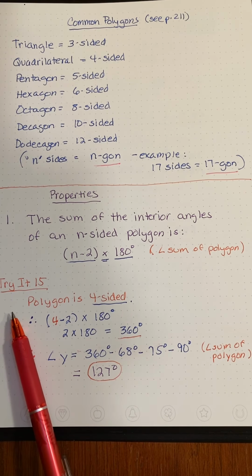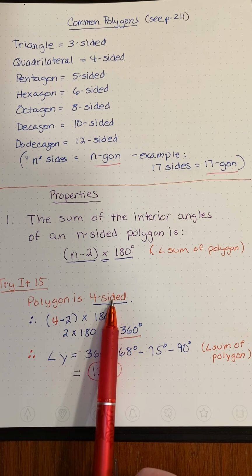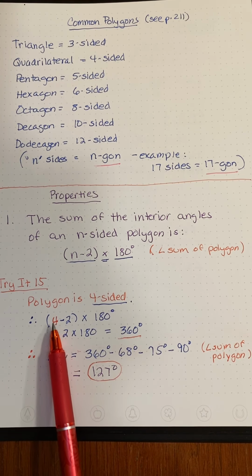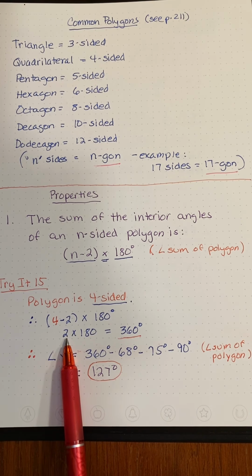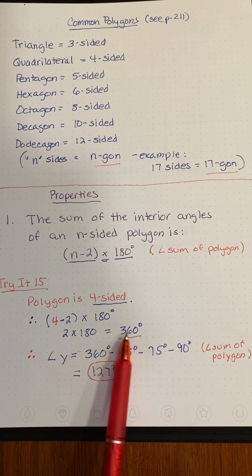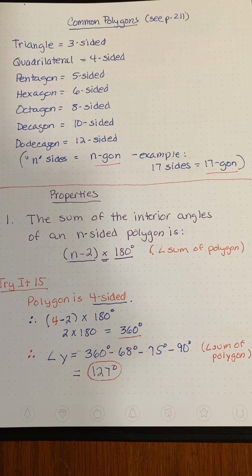So going on to Try 15 at the bottom of 213, it asks us to find the measure of angle Y in the figure. If you notice, the polygon has 4 angles. It's 4-sided. So the first thing I'm going to do is plug that into this formula, 4 minus 2, which is 2, times 180. So 2 times 180 is 360. Now I know all of the angles of that polygon total 360.